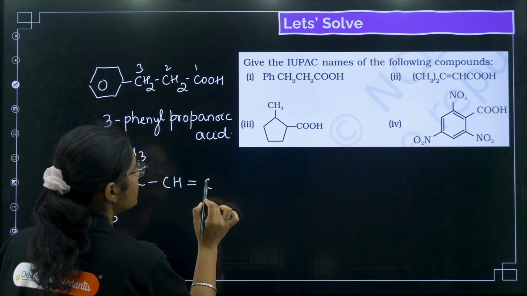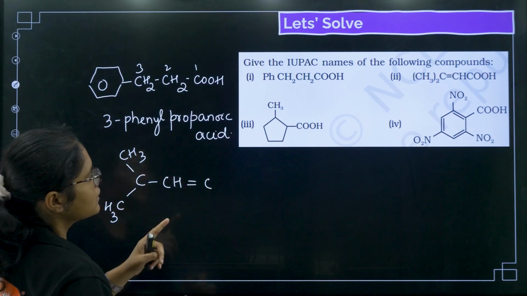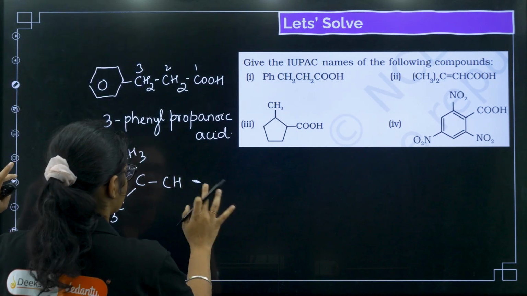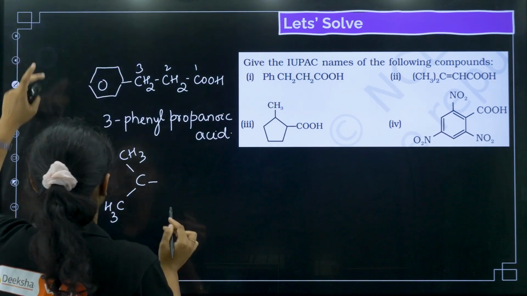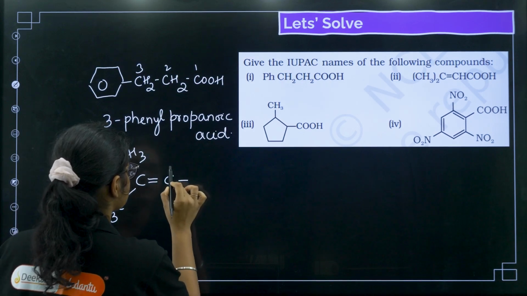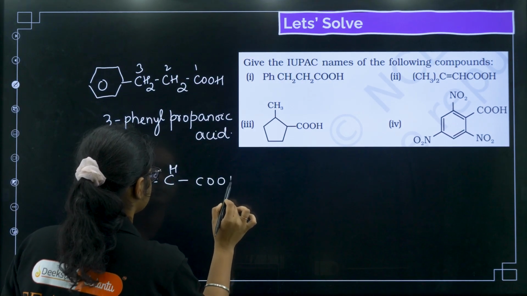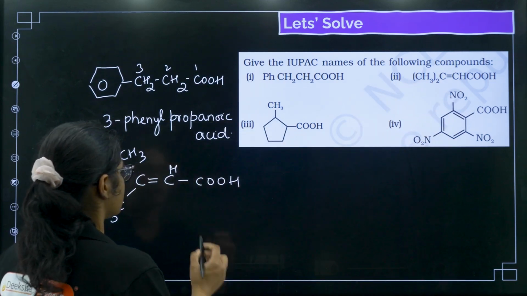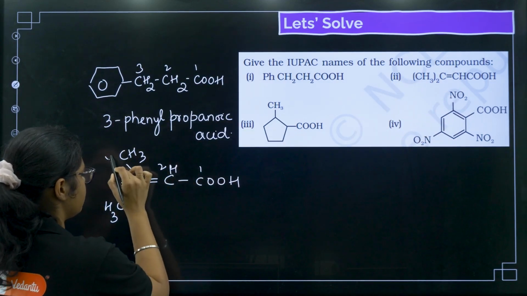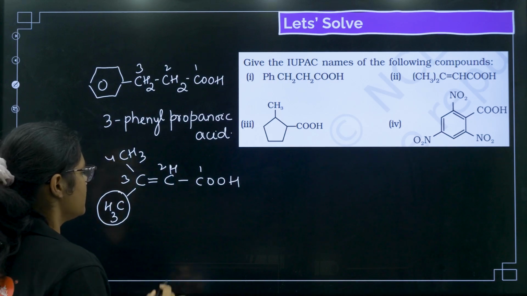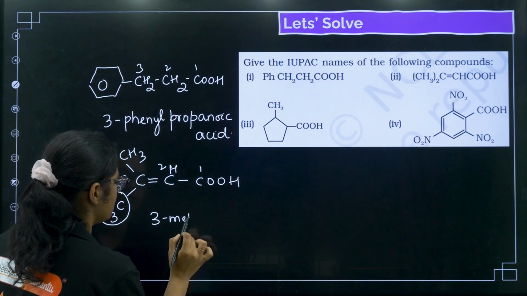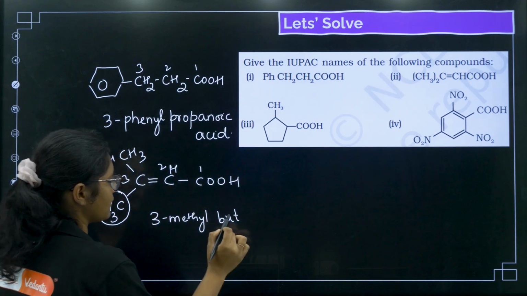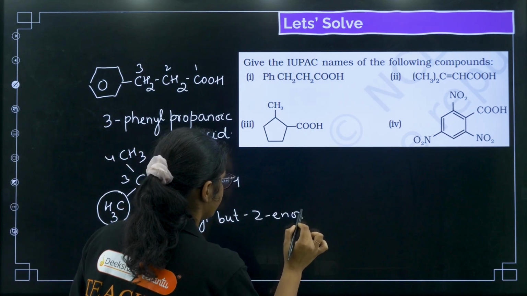Now coming to the second one, if you see the structure, we have CH3, CH3, CH double bond, then you have COOH, right? Okay, here I drew the structure a little wrong. So we have a double bond here, then here CH, COOH, right? So now you can just number it 1, 2, 3 and 4. On the third carbon we have a methyl group. So I can write 3-methylbut-2-enoic acid.